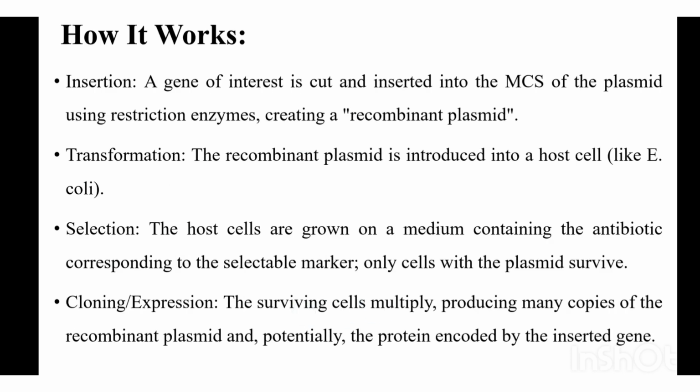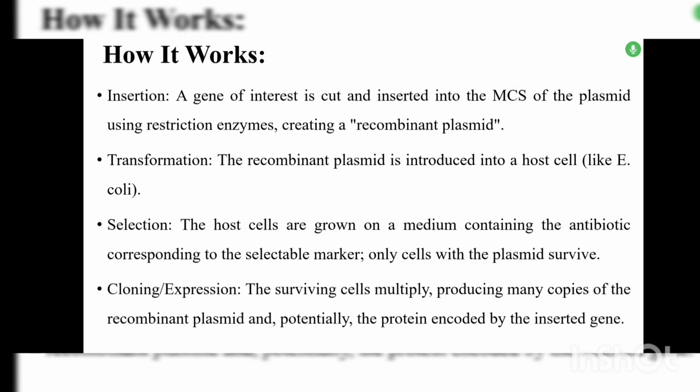Next, how it works. At first, insertion: the gene of interest is cut and inserted. The desired piece is inserted in the place of multiple cloning site of plasmid using restriction enzyme, which creates recombinant plasmid. Then transformation, that means introduction of that recombinant plasmid into the host cell, for example inside the body of Escherichia coli or E. coli.